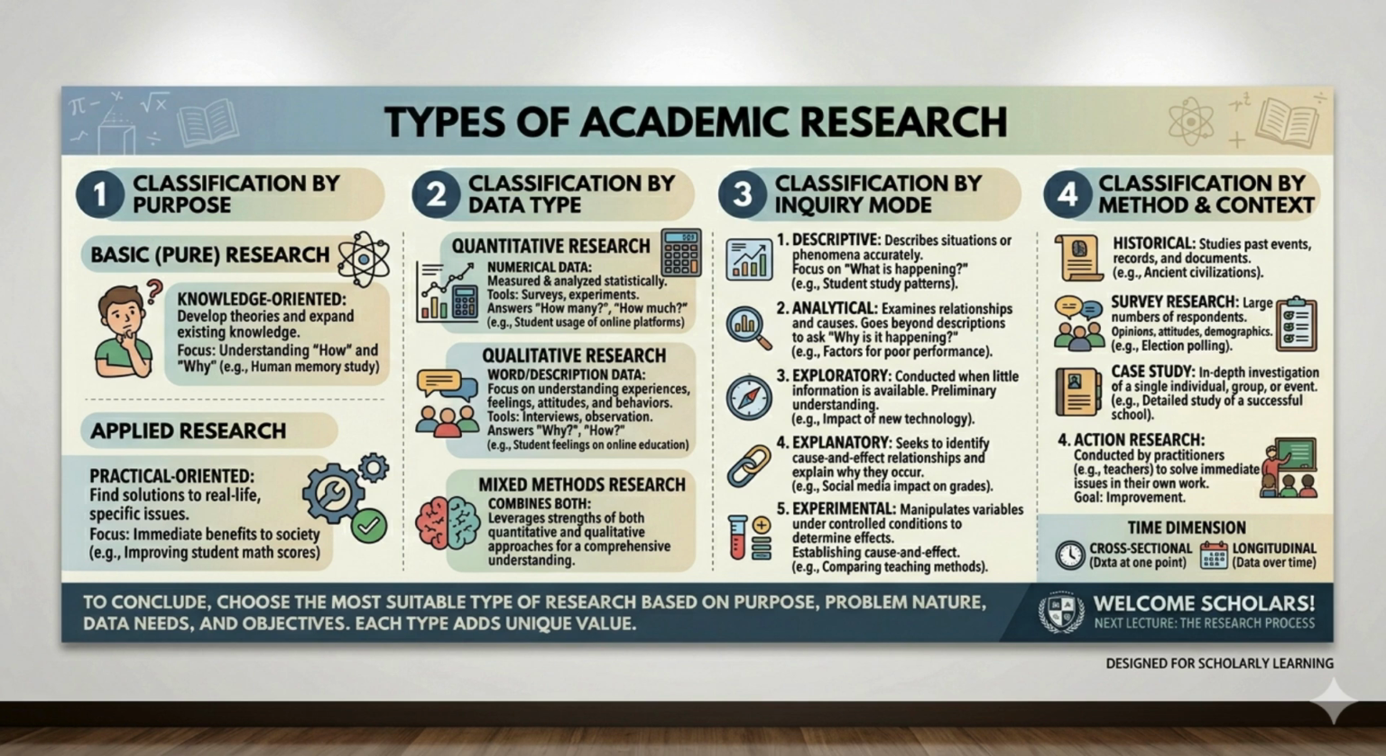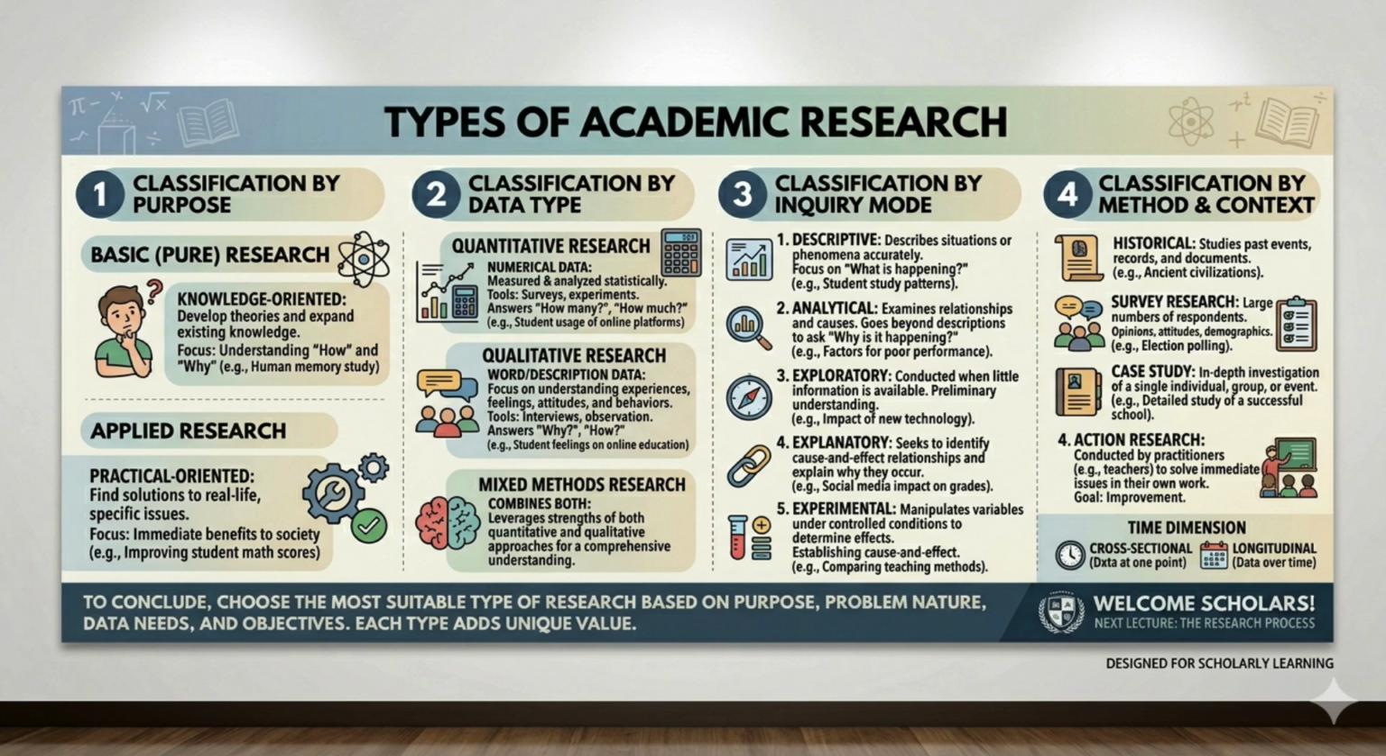One of the most scientific forms of research is experimental research. In this type, researchers manipulate one variable and observe its effect on another variable under controlled conditions. For example, a teacher may divide students into two groups. One group is taught using traditional methods, while the other uses smart classroom technology. The researcher then compares the academic performance of both groups. Experimental research is widely used in science, medicine, and psychology.